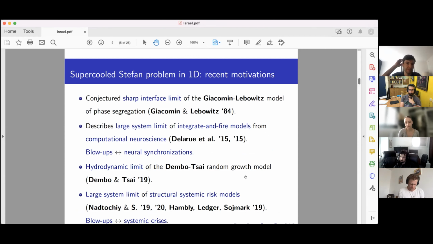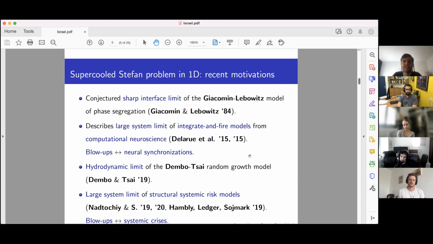So one other place in physics is models of phase segregation. In particular, the Jacomin-Leibowitz model, which is a model for how, for example, oil and water separate when you mix them together. And the boundary between the oil and the water will, in a certain regime, be described again by the supercooled Stefan problem. And then there are all sorts of other places where this problem shows up.